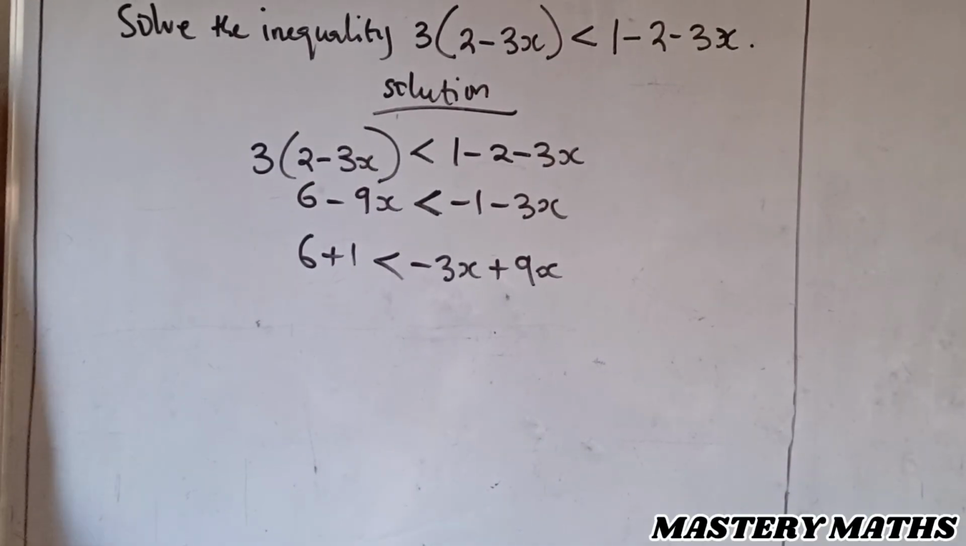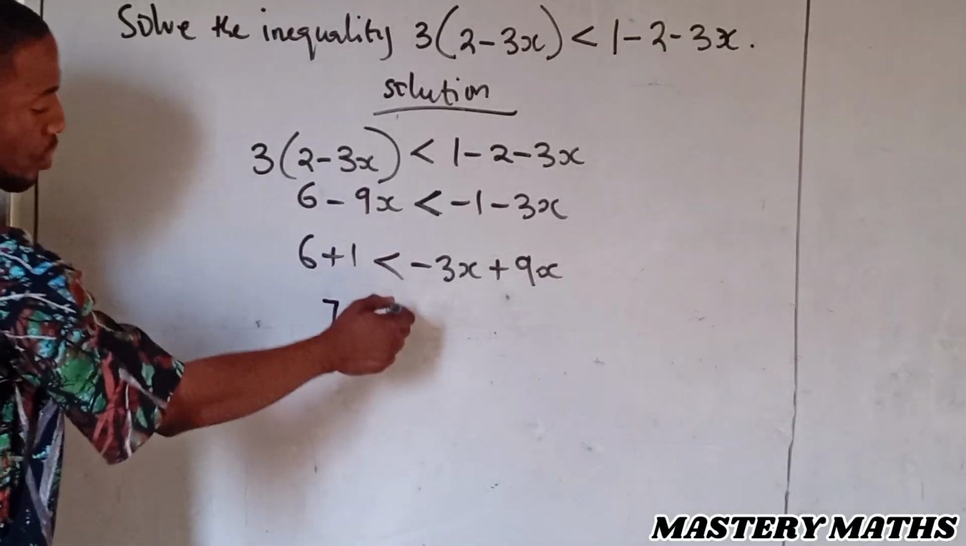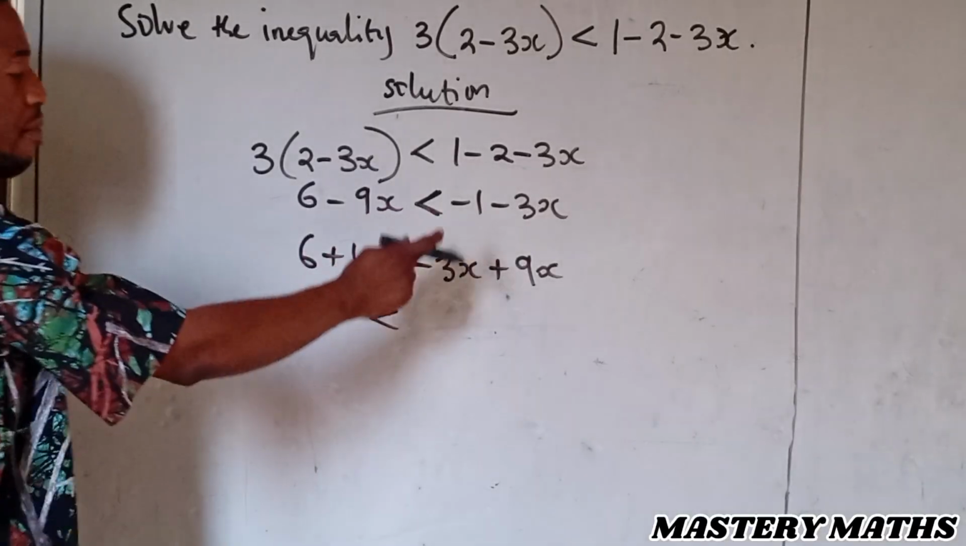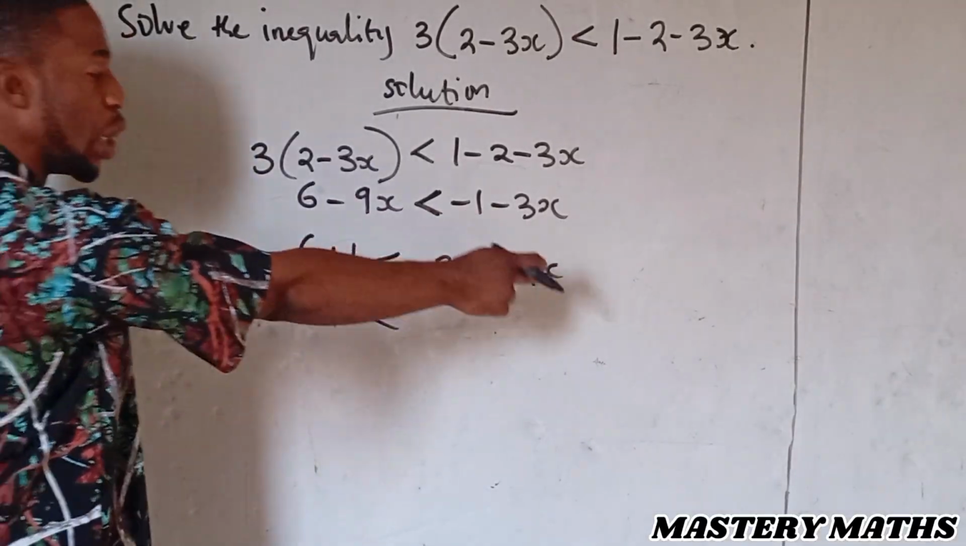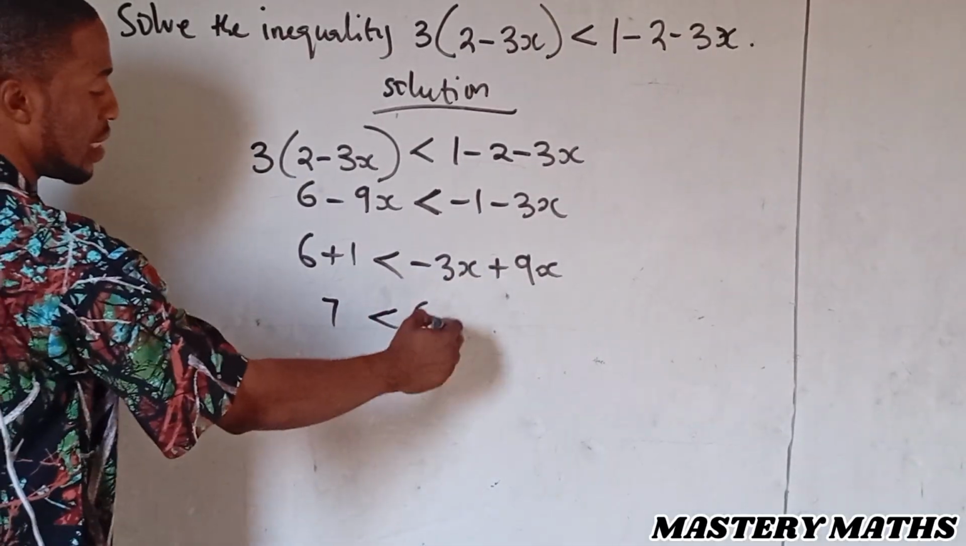Now we add and subtract. 6 plus 1 is 7. You bring down your sign. Now minus 3x plus 9x. Minus 3 plus 9 will give us plus 6x.